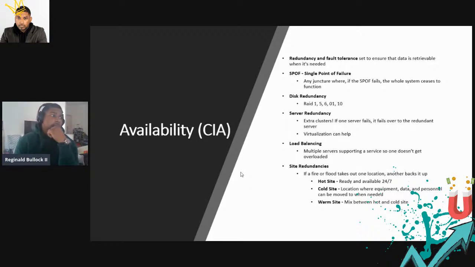And so, availability. I'm not going to say it's self-explanatory in the security sense, but availability means what it means. Some of the concepts associated with it from the Security Plus are redundancy and fault tolerance, which ensure that the data is retrievable when needed. With a single point of failure, at any juncture, the whole system ceases to function, so for availability you want to identify that. Then we'll go into disk redundancy, RAID, and server redundancy, like load balancing, so that multiple servers can support a service at the same time and it doesn't get overloaded.